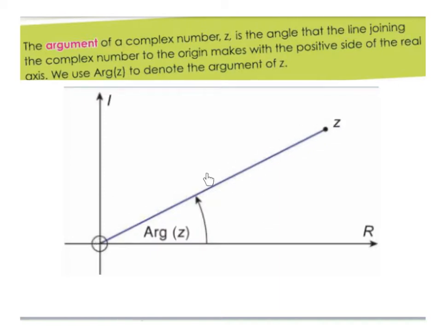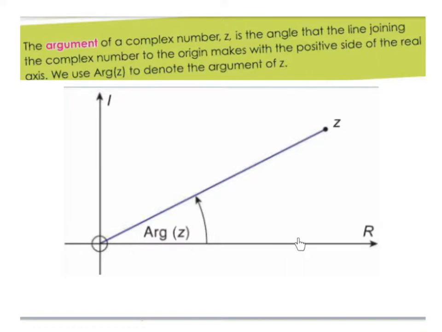But we're not interested in the modulus in this particular question. We're interested in the argument. And the argument is the angle that this line makes with the positive side of the real axis. So the real axis is what we are used to calling the x-axis. It's the horizontal line. And the imaginary axis we are used to calling the y-axis. We call it x and y for coordinate geometry. We call it real and imaginary for complex numbers.